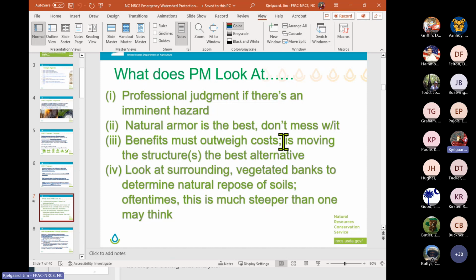If a structure is threatened, is the best alternative maybe to move it instead of messing around with the imminent threat? And then also, I'd like to emphasize, look at the surroundings when we're evaluating sites. This kind of gets into site evaluation as well, but vegetated banks to determine natural repose of soils, because oftentimes this is much steeper than one may think. And what comes to mind are some of our mountain roads. You know, those soils, there can be an upslope bank that's near vertical that's held for several years or decades. Not saying it will always hold, but you got to think about this when we're looking at emergency measures. We got to be smart and economical and efficient, I would say. Best way to put it.